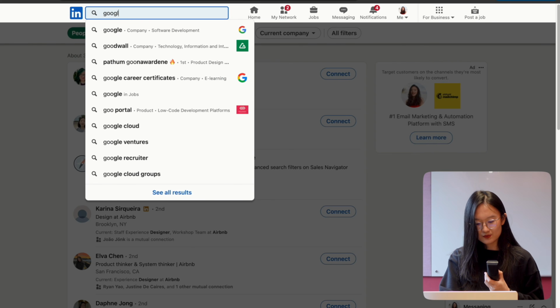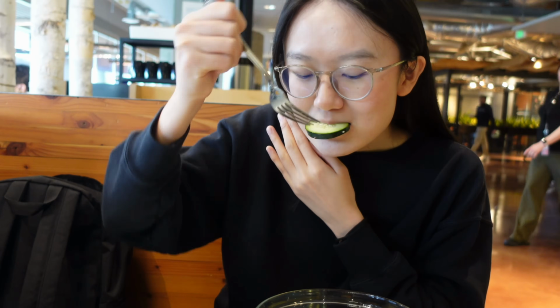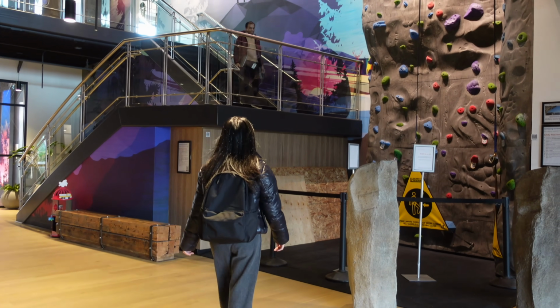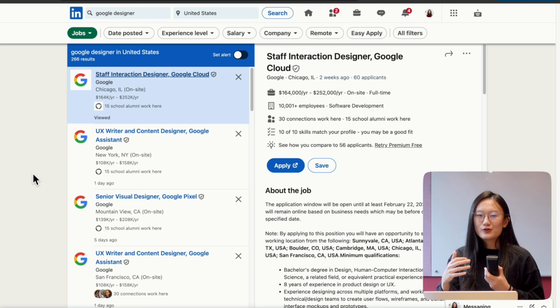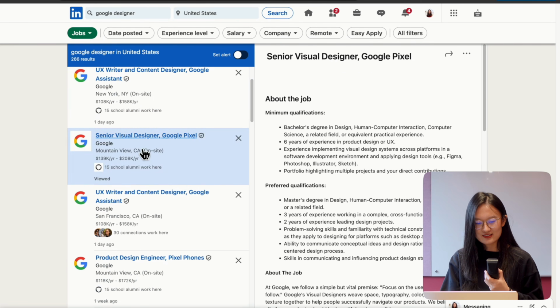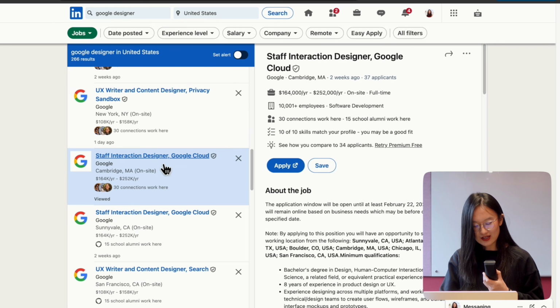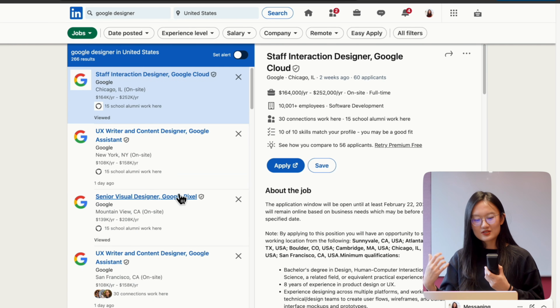Now let's look at Google. Google is famous for having free food and amazing campuses like this one. And also Google really differentiates their designer titles. So you can see there's interaction designer, there's visual designer, there are a lot of interaction designers. And looks like right now they're hiring senior or staff level roles at around 200K in annual revenue.